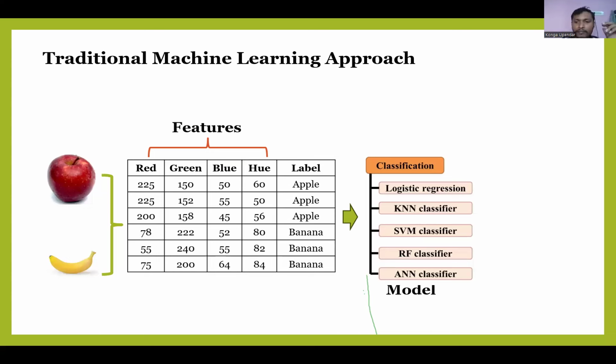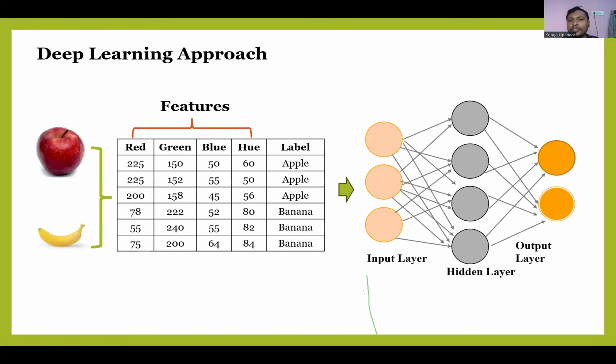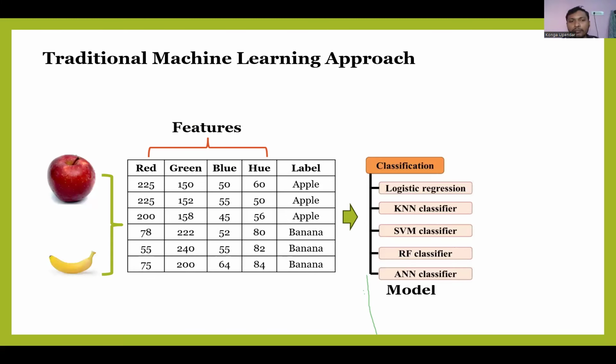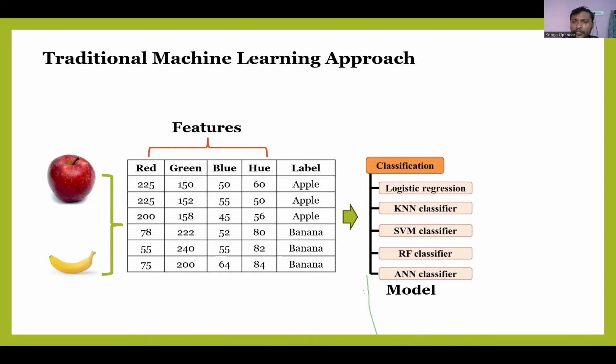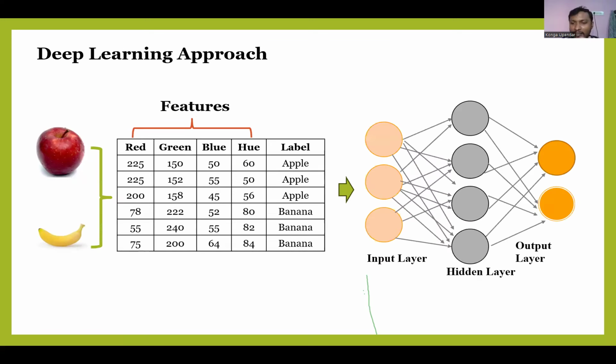Then the next one is called the traditional machine learning approach. Then we can call the next one the deep learning approach. So what will happen in the case of deep learning? When you use simple models like logistic regression, K nearest neighbor, support vector machine, random forest, ANN does not actually come here. ANN generally comes here, in the case of deep learning.